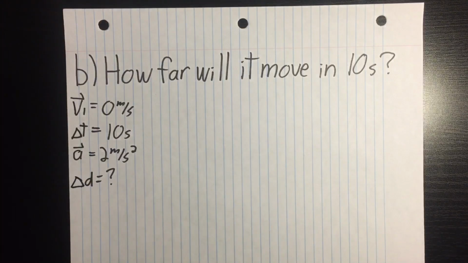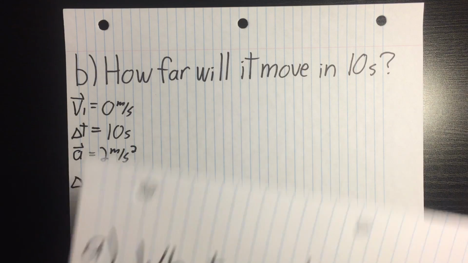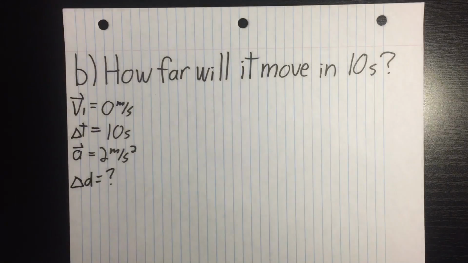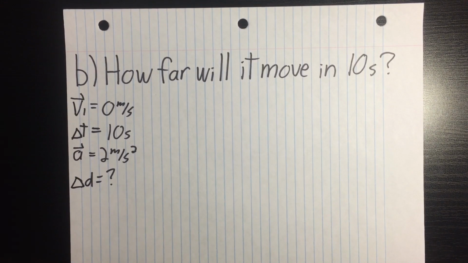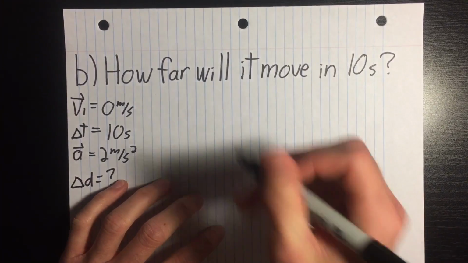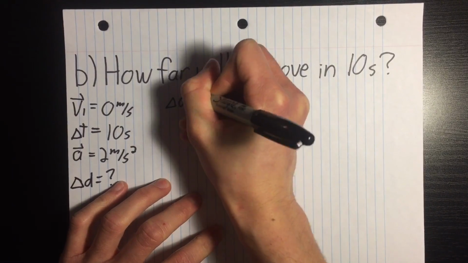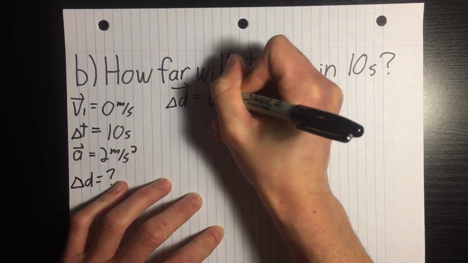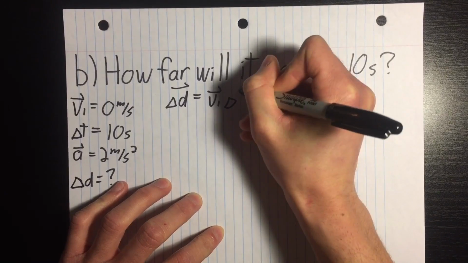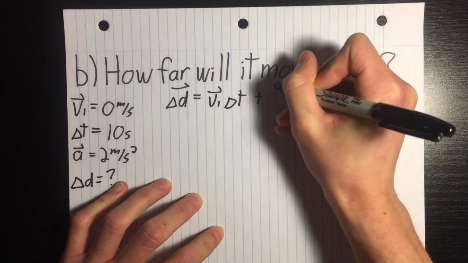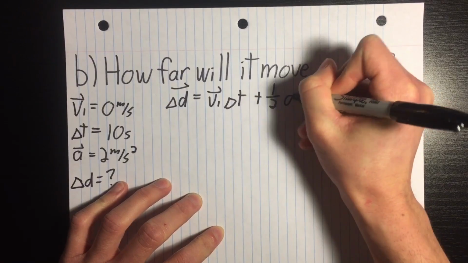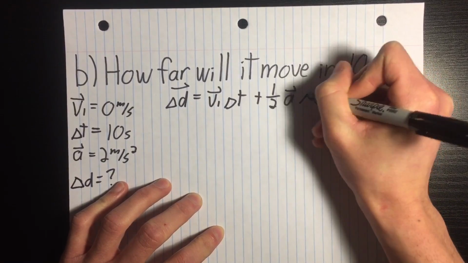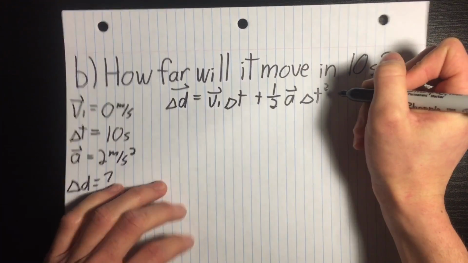Now the second part is asking how far will it move in 10 seconds. Of course, we cannot use the F net formula for this question. So we need to resort back to our kinematics unit, and we're going to use the formula delta D equals velocity 1 times delta T plus 1/2 times the acceleration times delta T squared.